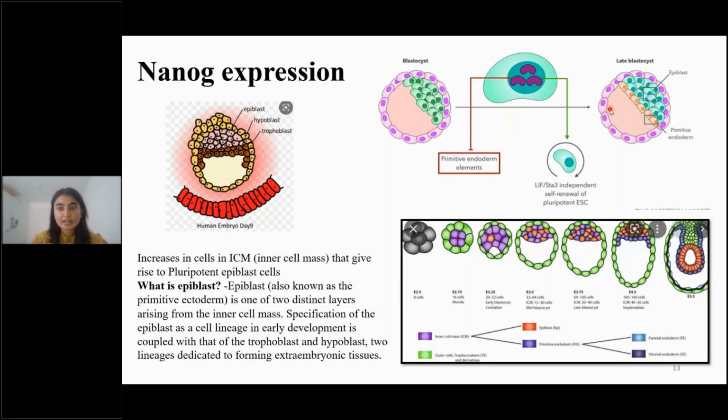Now the cells have understood what they have to make: the epiblast cells and the primitive endoderm. And now the primitive endoderm elements are basically repressed, and the LIF or the STAT, I'll discuss this in the further slides, that independent of self-renewal of pluripotent ESCs. I'll discuss this part in the further slides, but this is what happens in day 5 and day 9.